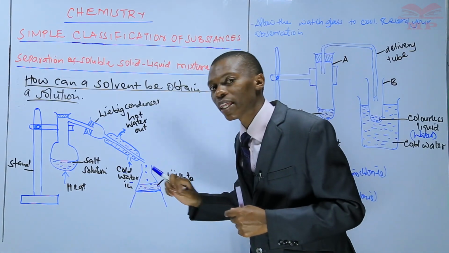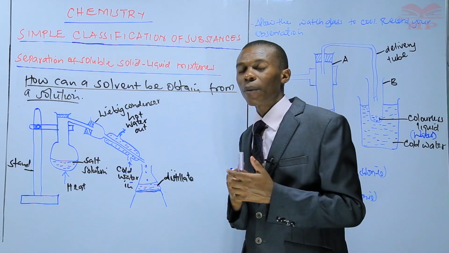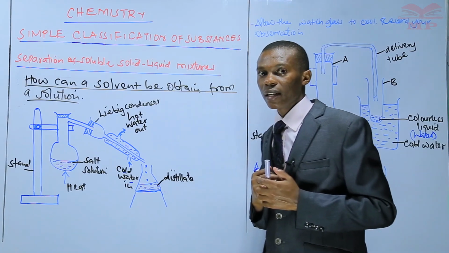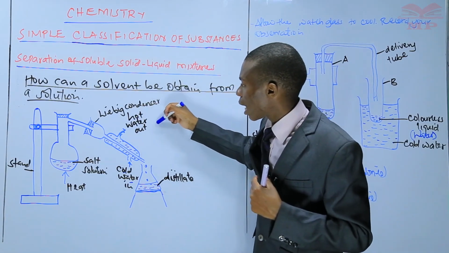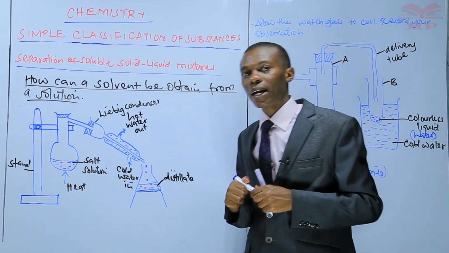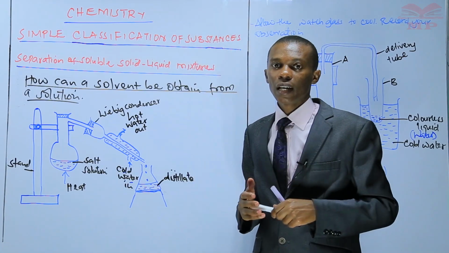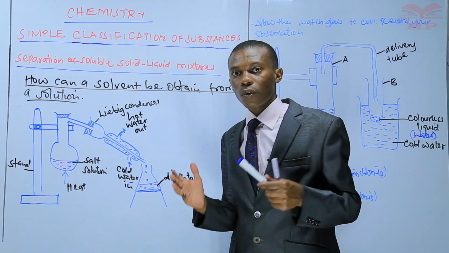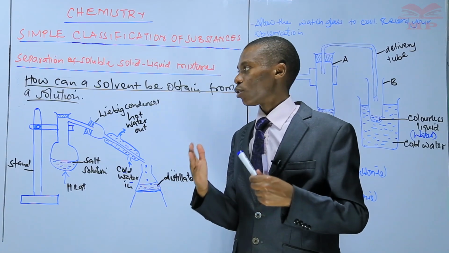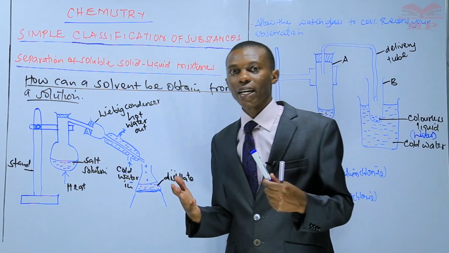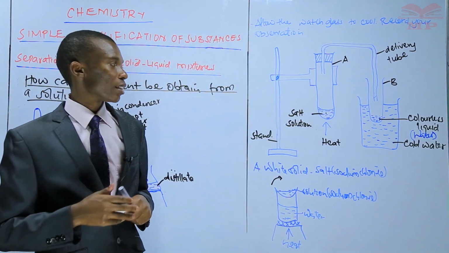Then that cold water in the process of cooling or condensing the water vapor into a liquid also gets hot. And the hot water is now the one which is getting out on the upper side. And that is how you can obtain a solvent from a solution. Therefore, put that always in mind, and again ensure that you can explain that very well.